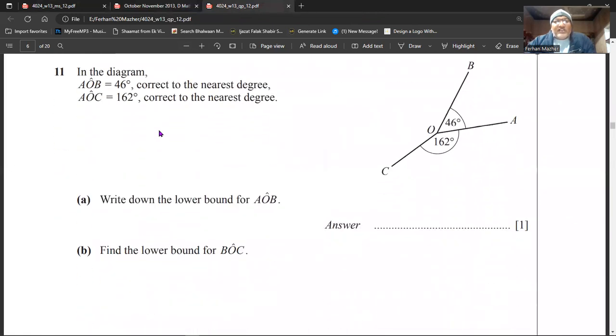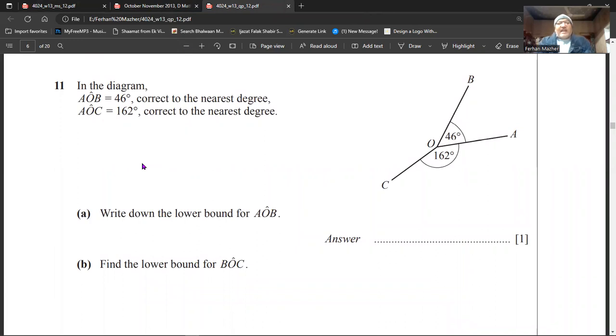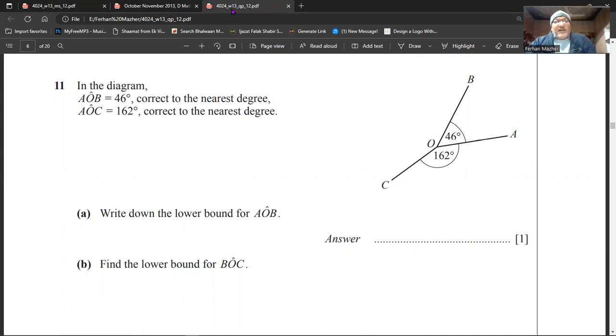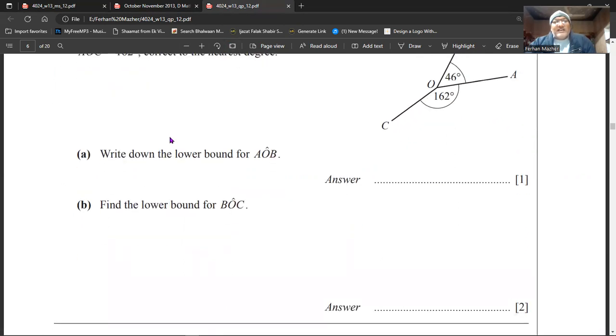Okay, so we are going to the next question. Question number 11, in the diagram, the angle AOB is 46 degrees, correct to the nearest degree. Angle AOC is 162, correct to the nearest degree. Because they are correct to the nearest degree, which means 1 degree, you will divide it by 2, you get 0.5 degrees plus minus. So 46 plus 0.5, you get 46.5. That is the upper bound of the AOB. And the lower bound of the AOB angle will be 46 minus 0.5. That will be 45.5. Their question is A part, write down the lower bound for the AOB.